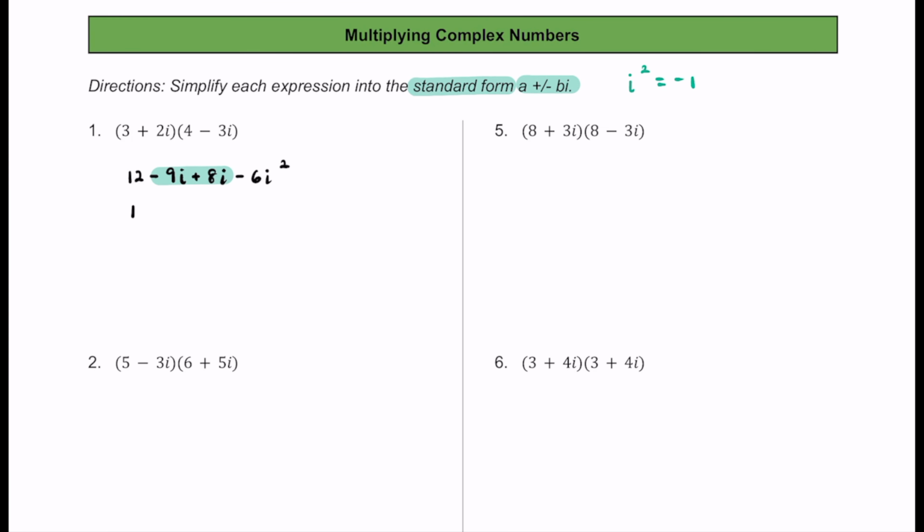All right. Now, if we take a look at these middle two terms, these are like terms. We can combine those. So -9i plus 8i is just going to be -i. And then if we take a look at this minus 6i squared, keep in mind that we said that i squared was equal to -1. So when we see this i squared here, we can turn that into a -1. So this is going to be 12 minus i minus 6 times -1. And then 6 times -1, that's going to be positive 6. So we really have 12 minus i plus 6, right? Now 12 plus 6 is going to be 18. So we can say 18 minus i. That would be our final answer written in standard form for this complex number.